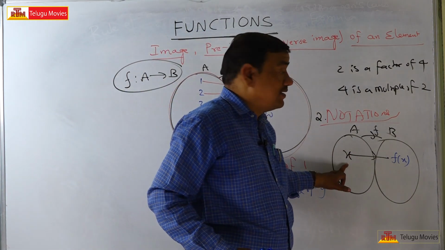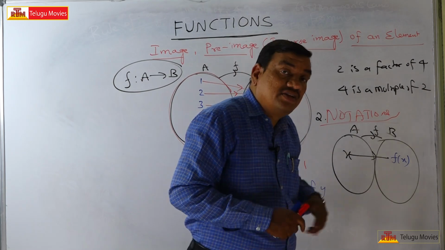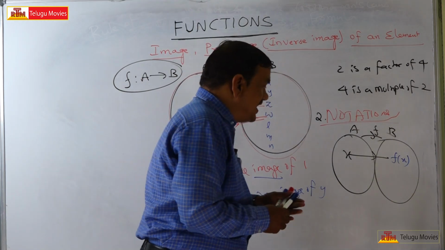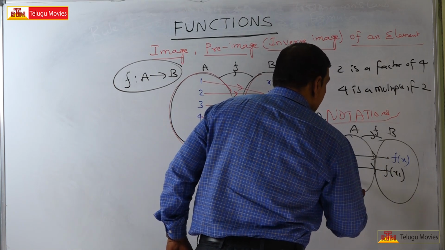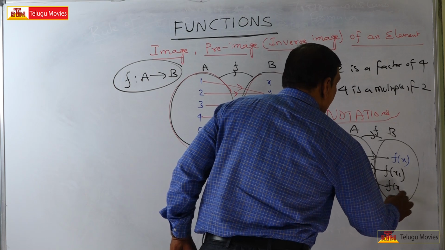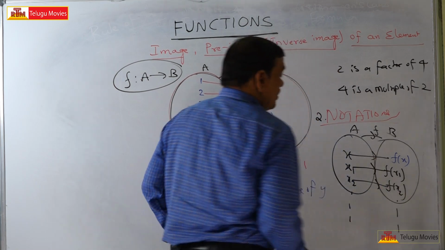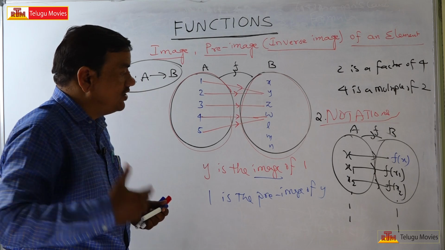So if your X is there, then your brand name is F, therefore your image is F of X. So if your element is X1, its image is F of X1. If your element is X2, your image is F of X2. Like that it is going on. Understand?